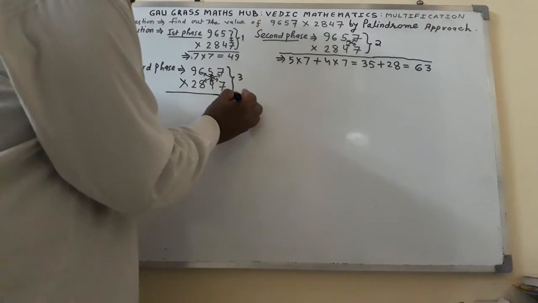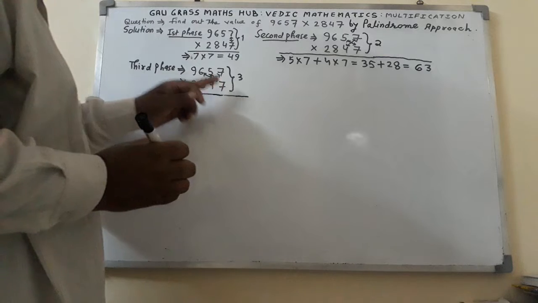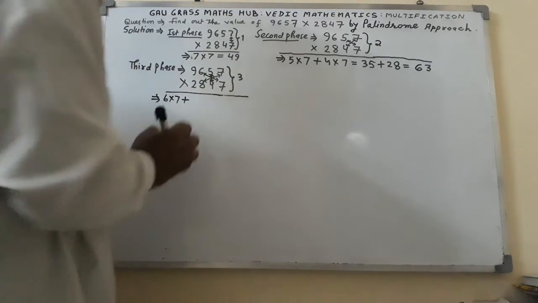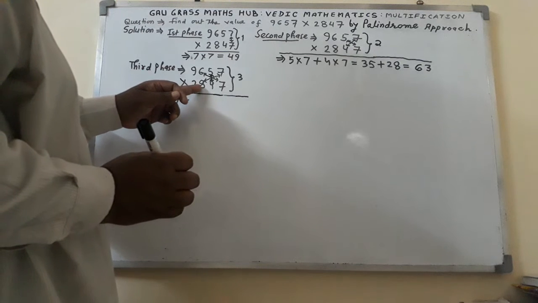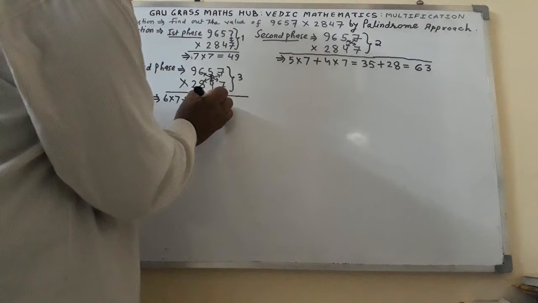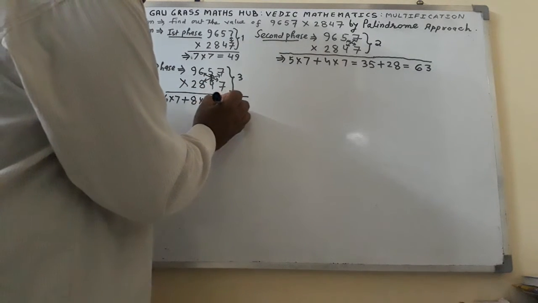For this one, I shall write: 6 will multiply by 7, 6 multiplied by 7 plus 8 multiplied by 7, 8 multiplied by 7 plus 5 multiplied by 4.